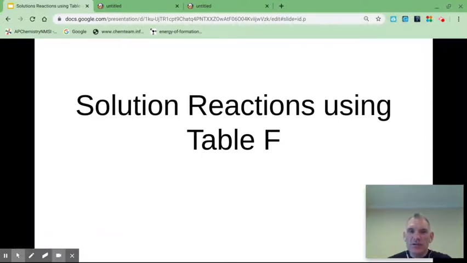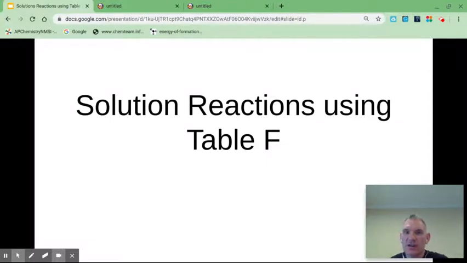So today we're going to take our solution chemistry one step further. We are going to look at solution reactions, which incorporates using table F, being able to write formulas for compounds, and then putting it all together to find out if there's a precipitate. So there's a lot going on.